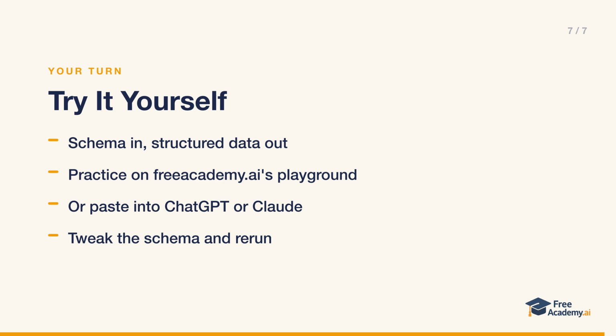Now it's your turn to practice. Try writing a prompt that extracts event details into JSON, or design a schema for something like a restaurant menu item. You can do this right now on the lesson page at FreeAcademy.ai using the interactive prompt playground, where you'll get instant feedback, or just paste your prompt into an AI assistant like ChatGPT or Claude and see what comes back. Tweak the schema, run it again, and watch your output get cleaner every time.